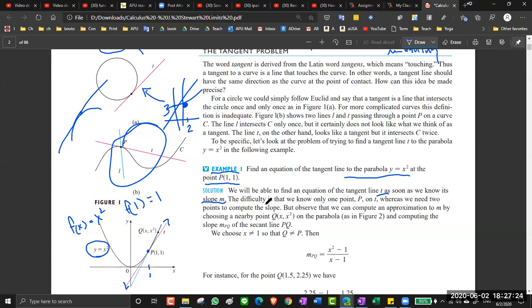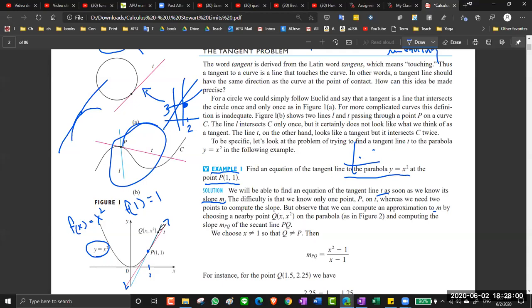Okay, so they say the difficulty is that we know only one point P on this line, whereas we need 2 points to compute the slope, right? Everybody knows that: when you have 2 points, then you can calculate the slope of the line. But observe that we can compute an approximation to the slope by choosing a nearby point, Q, (x, x squared).